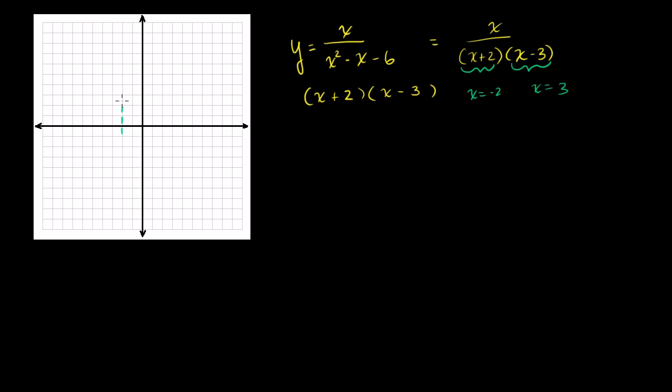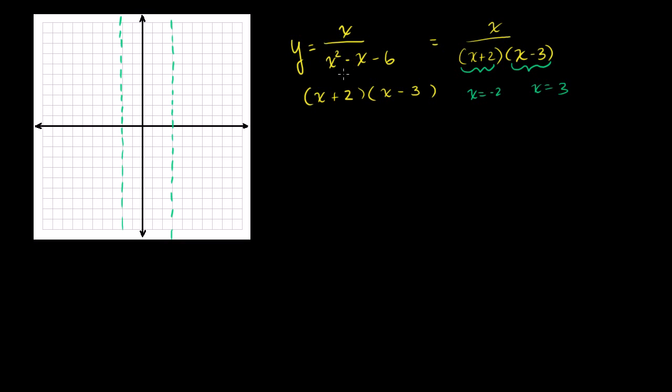So there's a vertical asymptote right there, and another vertical asymptote at x is equal to 3. 1, 2, 3. There is our other vertical asymptote. Now, let's think about horizontal asymptotes, if there are any.